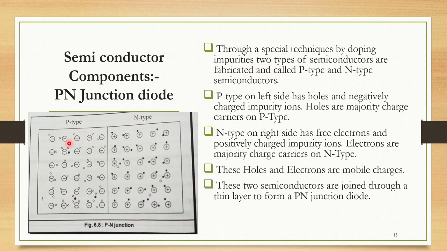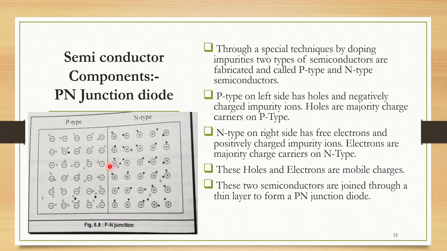After inserting impurities, what happens in the semiconductor? Either it will be positively charged or negatively charged. Somewhere free electrons will be there, somewhere holes with a positive charge will be there. So there are two separate semiconductors. We doped impurities in different ways, and one we call P type, another we call N type. In N type, free electrons are there; in P type, positive holes are there.